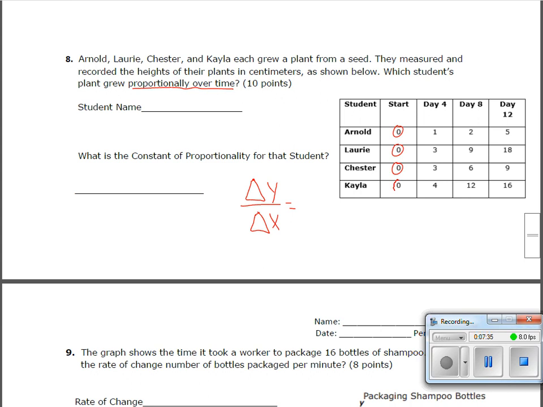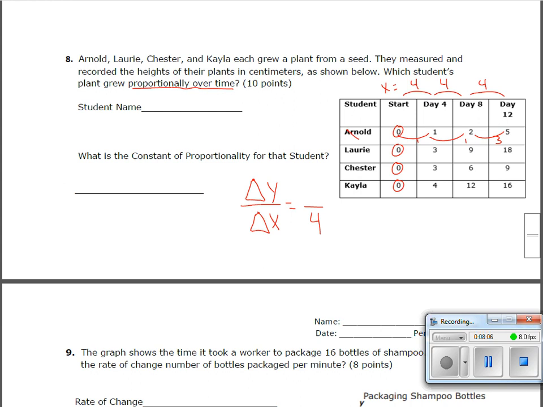They all start off, every one of them, going 4 days. If we look, days or time is always x, so we're going to get a 4 for the change of x. Now if you look at Arnold, he went from 0 to 1, so that's 1, and then 1 to 2, that's 1. But then he went from 2 to 5. Same amount of days, 4 days, but he had a change of 3, so I would say no to Arnold.